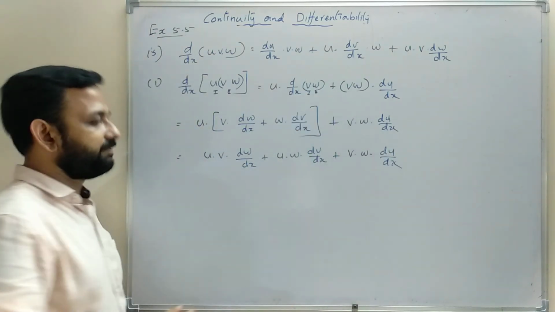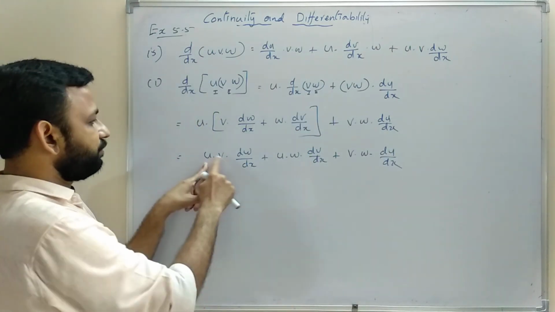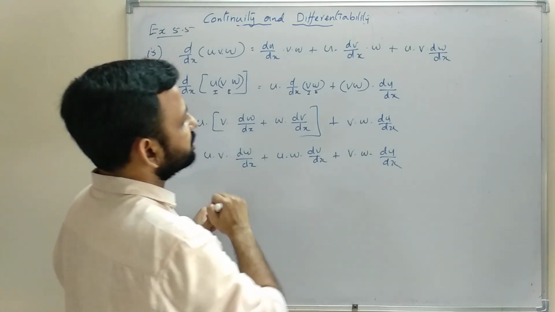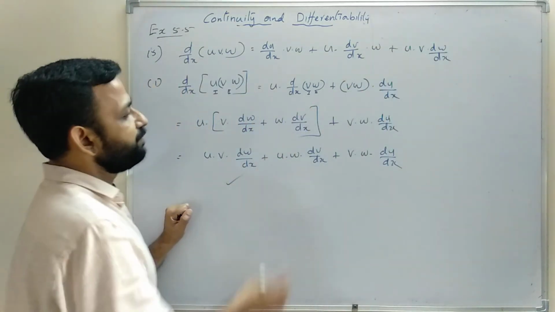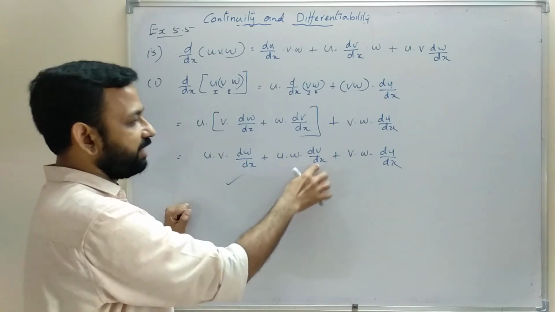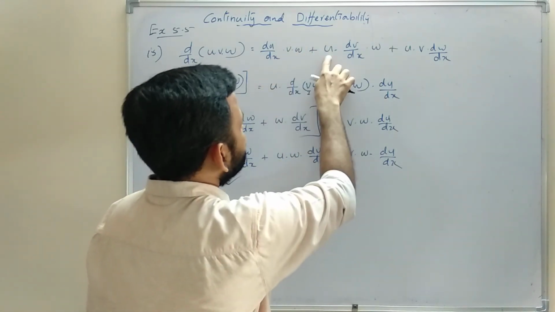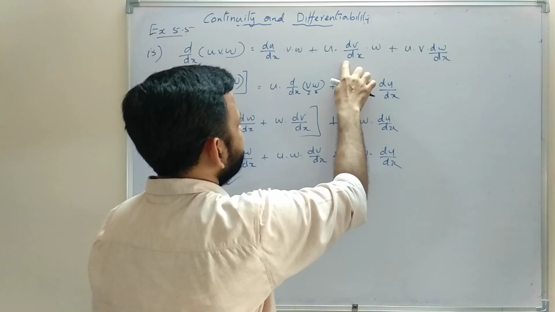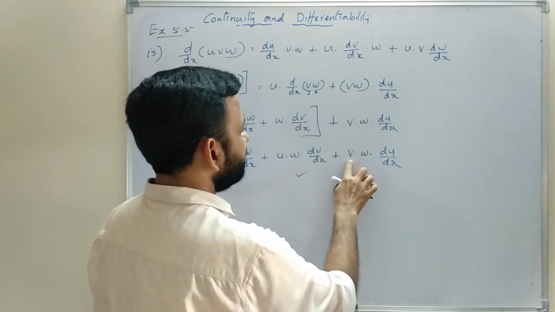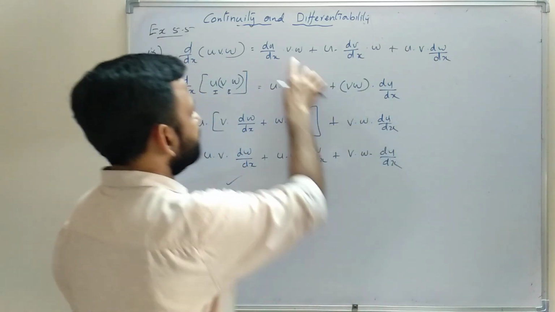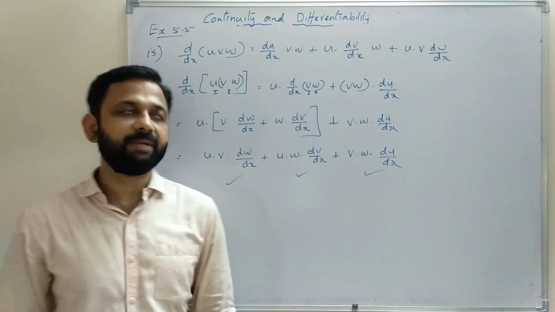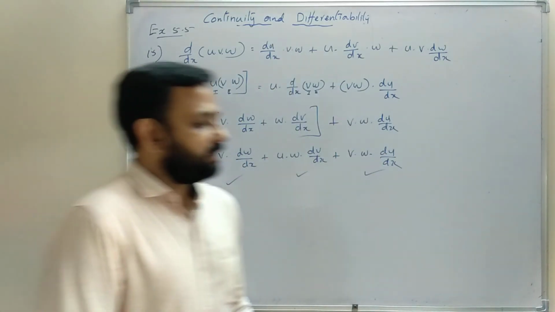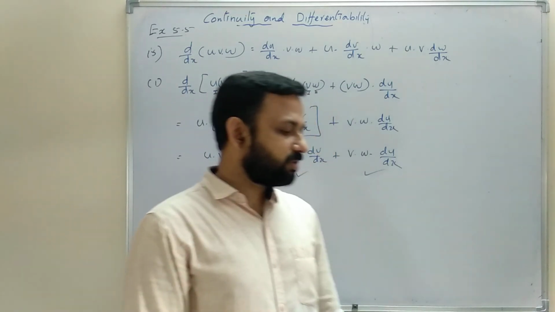Now we can compare with the RHS: u v dw by dx, u v dw by dx. Then we got u into w into dv by dx, same as on the RHS, and v w du by dx, same again. So we got it by repeated application of product rule.